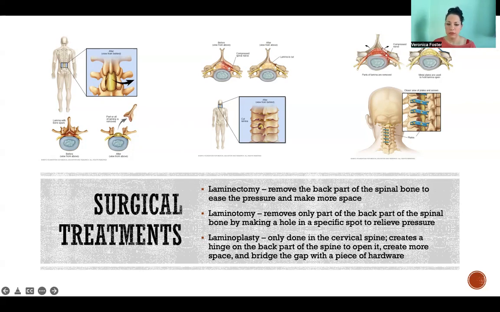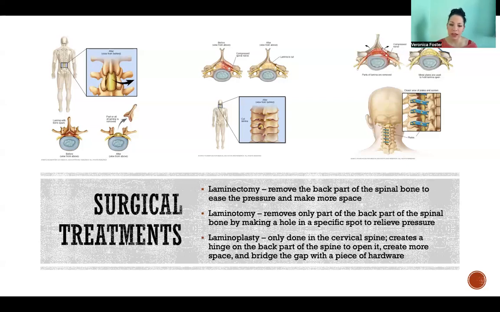And then finally, a laminoplasty, that's the one all the way on the right here. It is only done in the cervical spine. The cervical vertebrae are much smaller and the bone is thinner, so it has to be treated a little bit differently. So it's only done in the cervical spine.